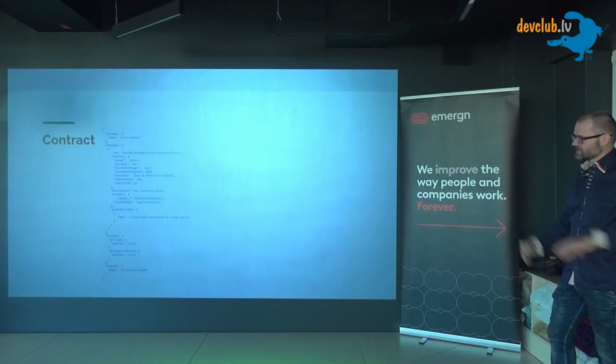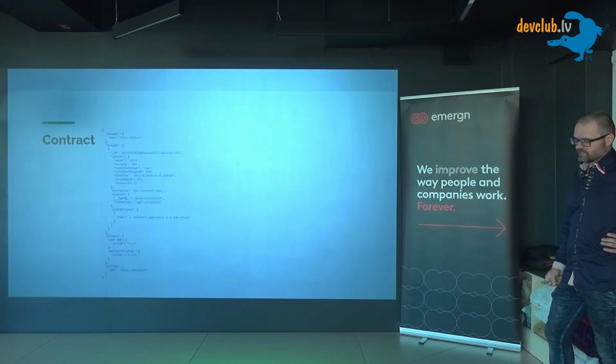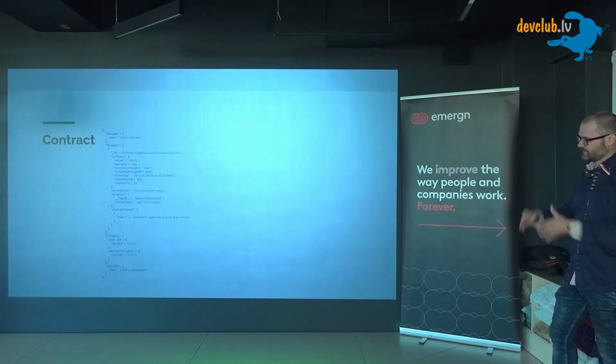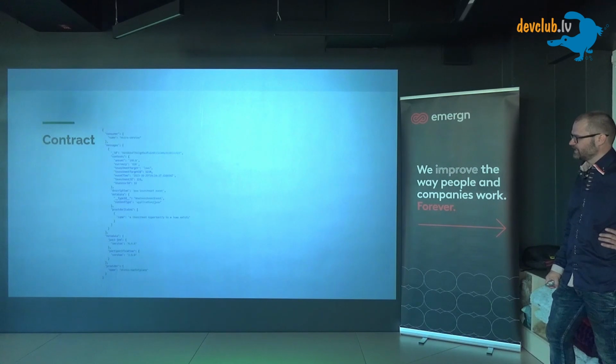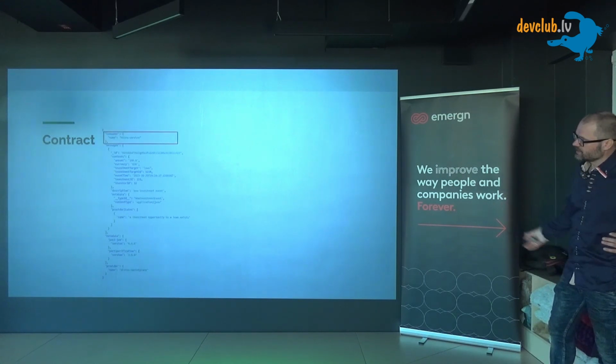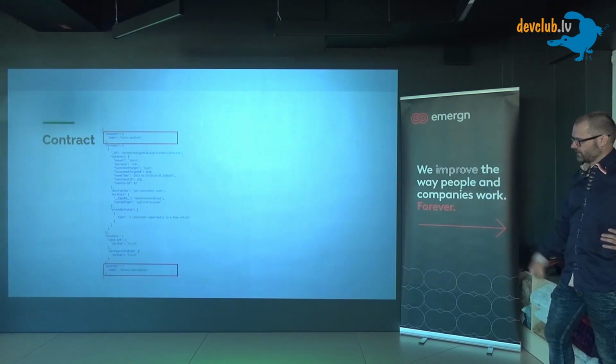So here's an example of how a contract looks. The contract is just a JSON file. It has a specific specification. It's the Pact.io specification, so they have their own standard. Here, if you can see, that's the consumer. Consumer is our microservice. Here's the provider. Provider in our case is Mintos Marketplace.